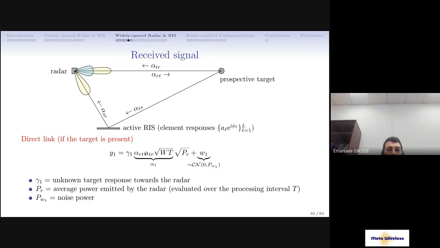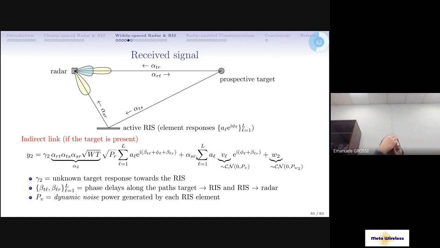and this term here, that is just the processing gain in this matched filtering operation, which is the standard time bandwidth product. For future reference, we denote all this quantity here as alpha 1. Finally, we have the noise term, which is modeled here as a complex circular symmetric Gaussian random variable with variance equal to the noise power on the first channel. So we denote it as PW1.